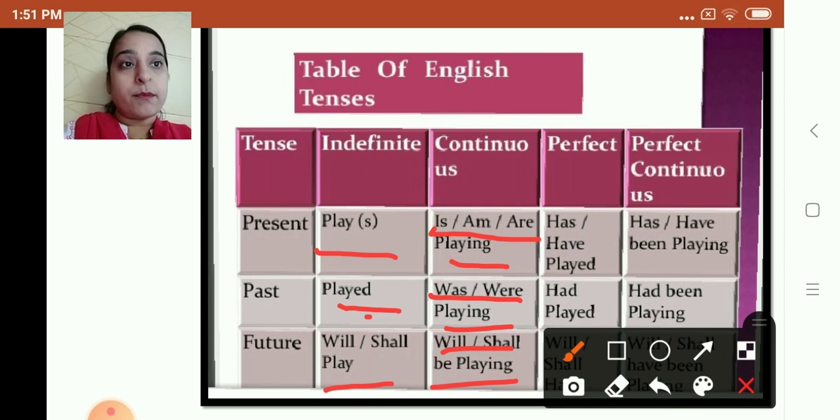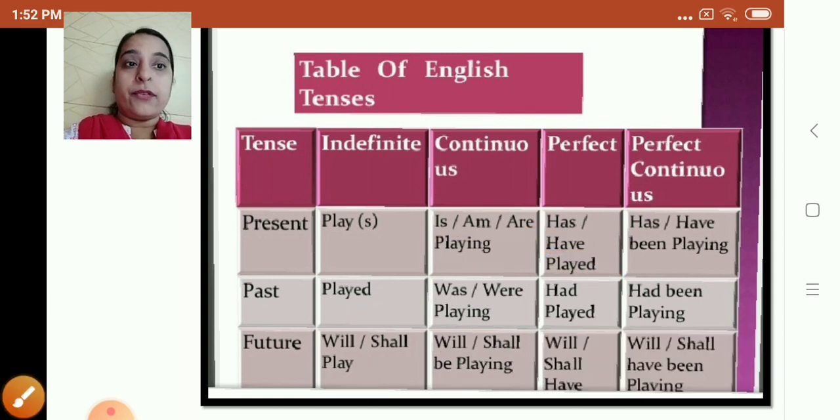Then present perfect. With present perfect tense, we have to use has, have plus the past participle of the verb. With past perfect, we have to use had and past participle. With the future perfect tense, we have to use will, shall, have.